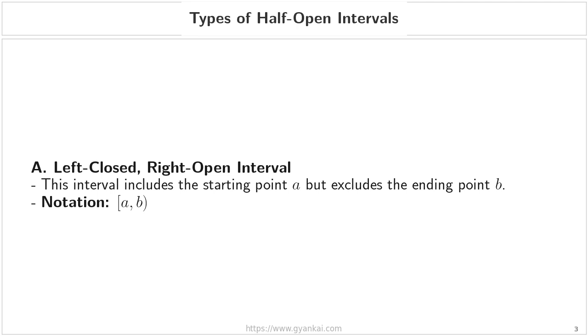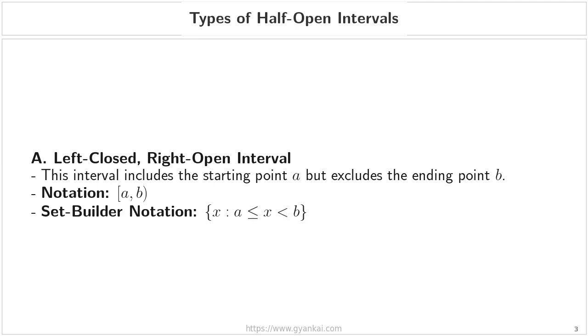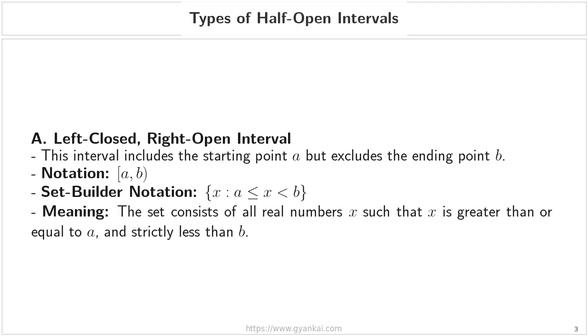finally a closing parenthesis. If we were to write this using set builder notation, it would look like this: an opening curly brace, X, followed by a colon, then A is less than or equal to X, which is strictly less than B, and finally a closing curly brace. To put this into plain English, this set consists of every single real number X, provided that X is greater than or equal to our starting value A, but is strictly less than our ending value B. So, while A is part of our set, B is not. In our next slide, we will look at the exact opposite scenario.